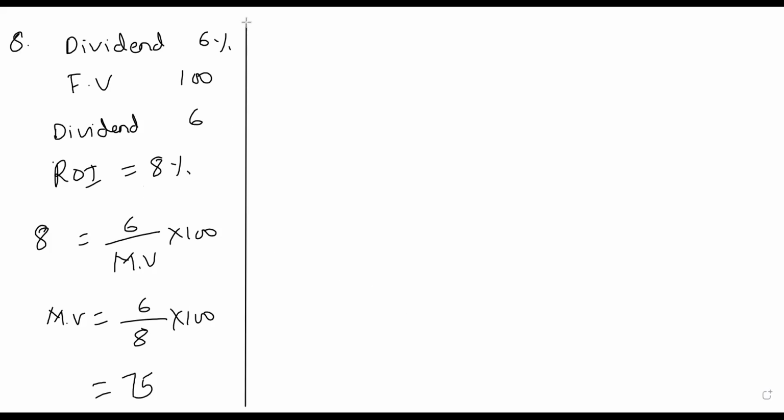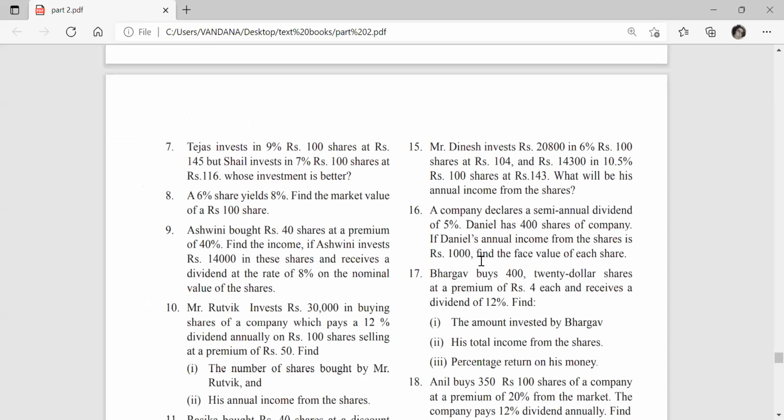Now question number 9. इसमें ज्यादा कुछ है नहीं, जो भी सम आता है मार्केट वैल्यू ले लो, फेस वैल्यू ले लो, रेट ऑफ रिटर्न ले लो, रेट ऑफ डिविडेंड ले लो, and then you have to just play in this. Ashwini bought 40 shares at a premium of 40%. Find the income if Ashwini invests 14,000 in these shares and receives a dividend at the rate of 8% on nominal value.